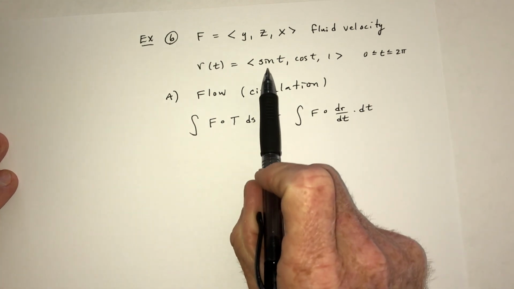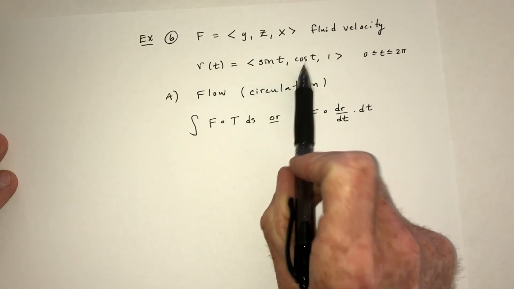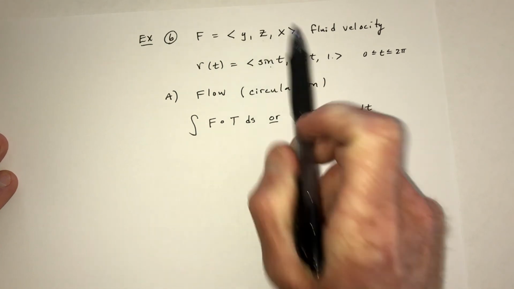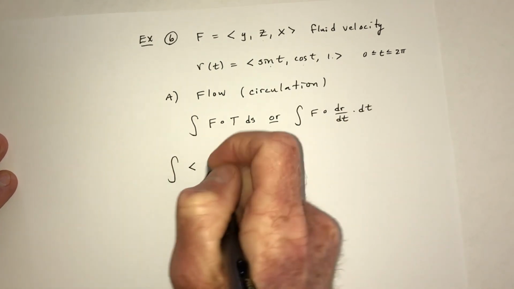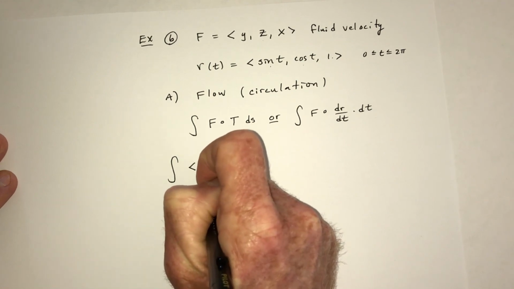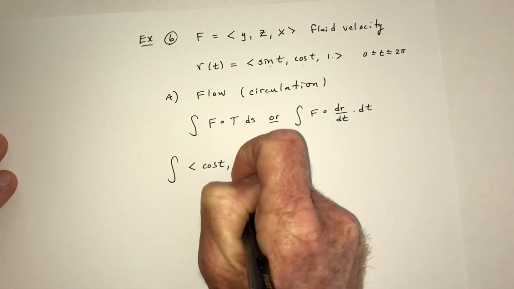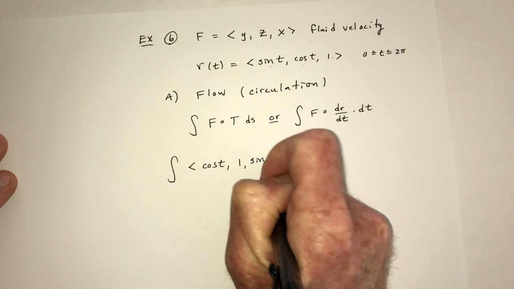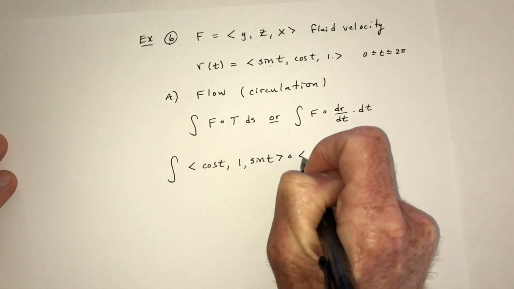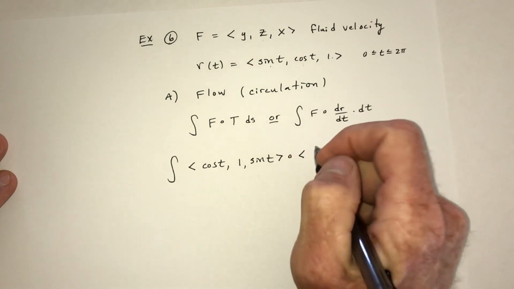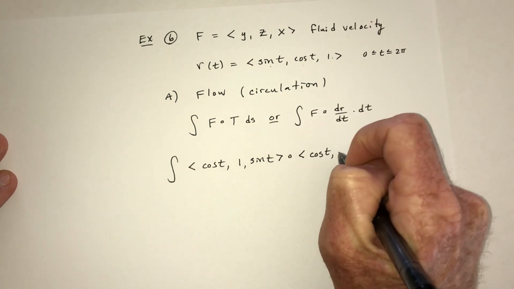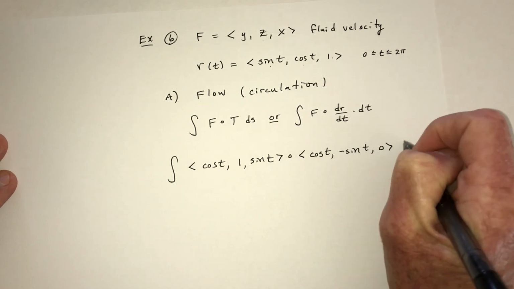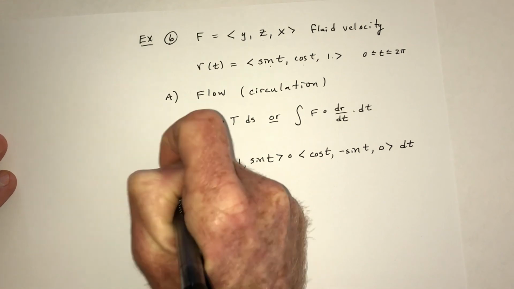Okay, so we're going to need to substitute this for y, this for z, and then this for x. So we'll be integrating the dot product of, first of all, y, so that's cosine of t, then z, so that's a 1, and then x, so that's a sine of t. And then dot product that with the derivative right here. So the derivative of sine is cosine, the derivative of cosine is negative sine, and the derivative of 1 is 0. And then we're going to integrate from 0 to 2 pi.